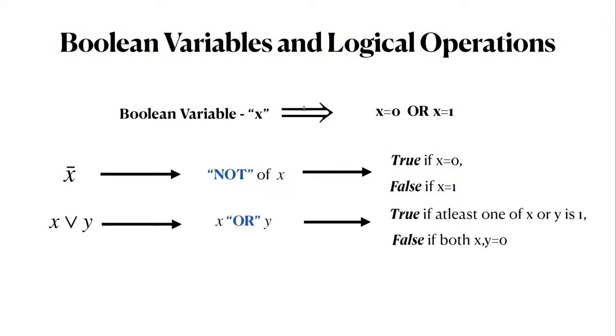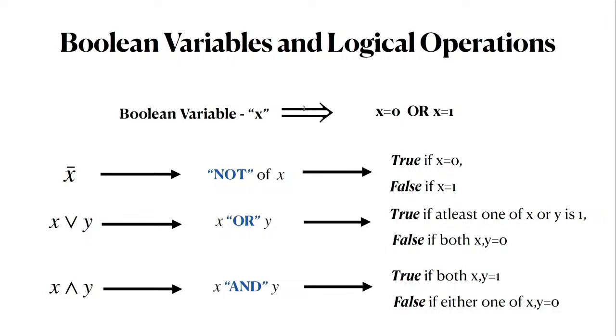The second is x or y. So x or y is true if either x or y or both are true, and x or y is false if both are 0. And x and y is true if both x and y are true, and it's false if even one of them is 0. So x bar, x or y and x and y are the three basic logic operations I'm going to use. And I'm going to use them to define a Boolean formula in CNF.